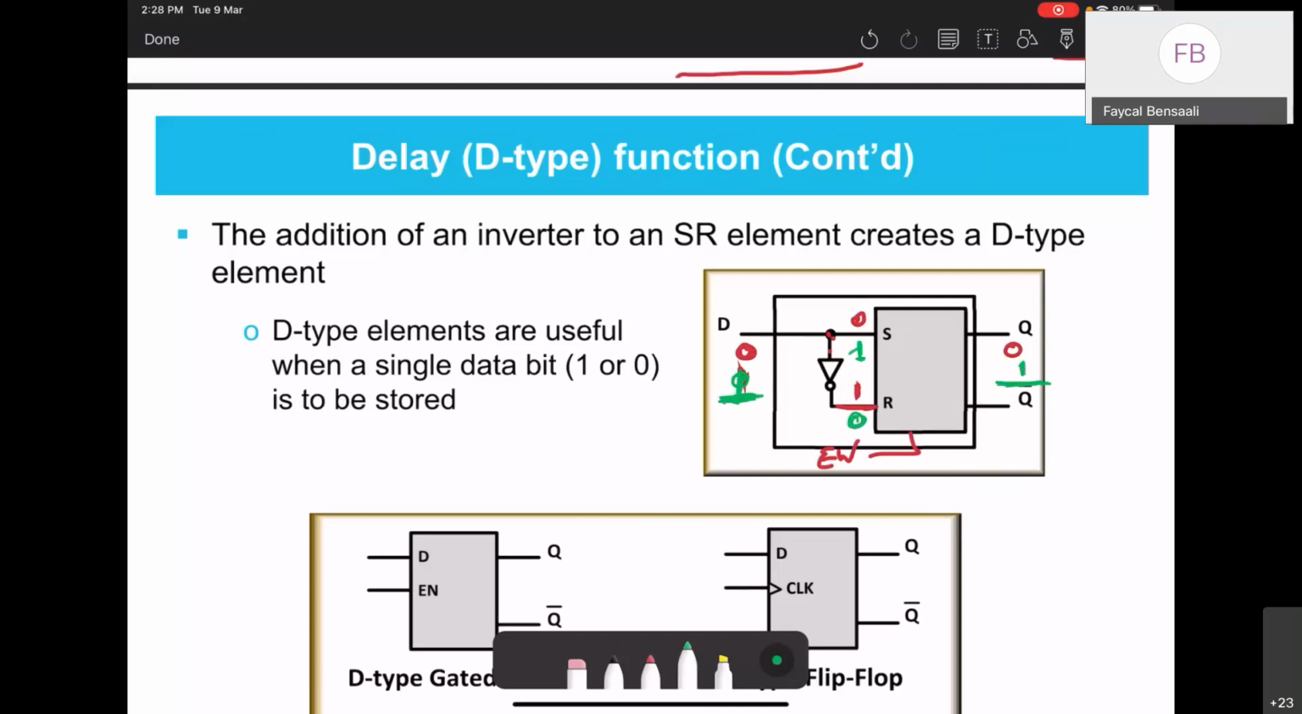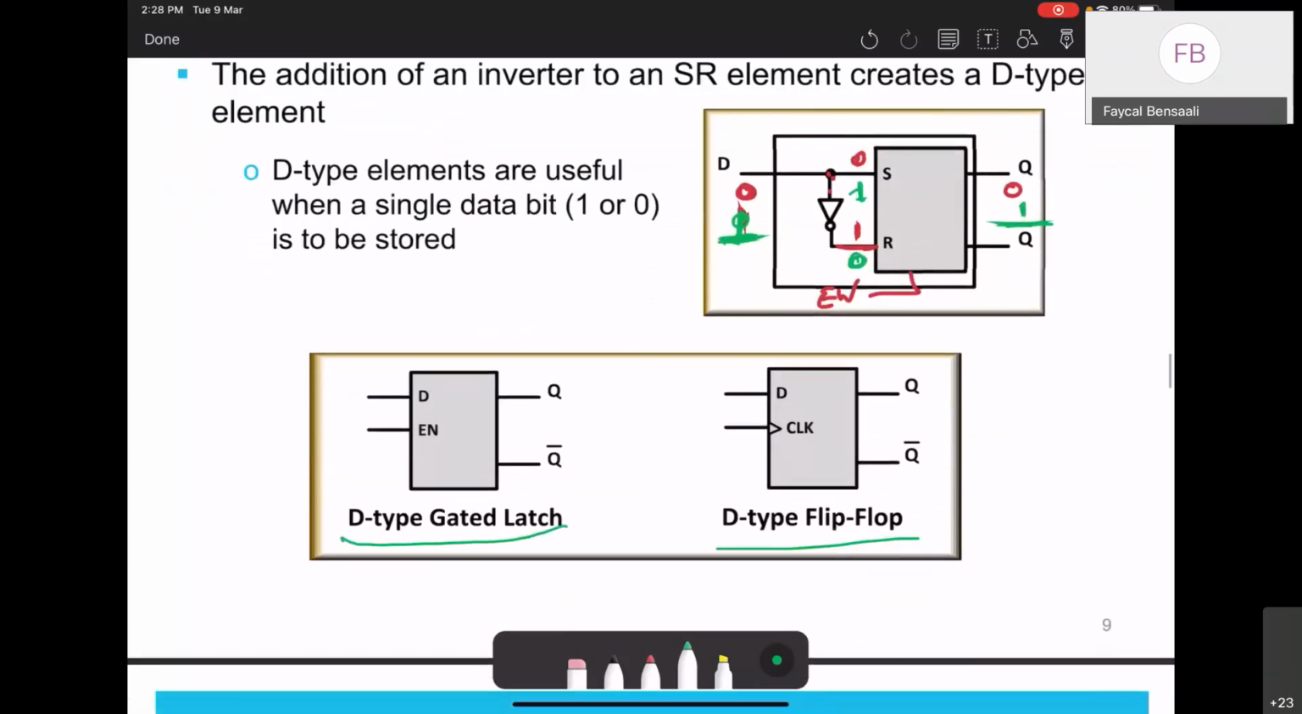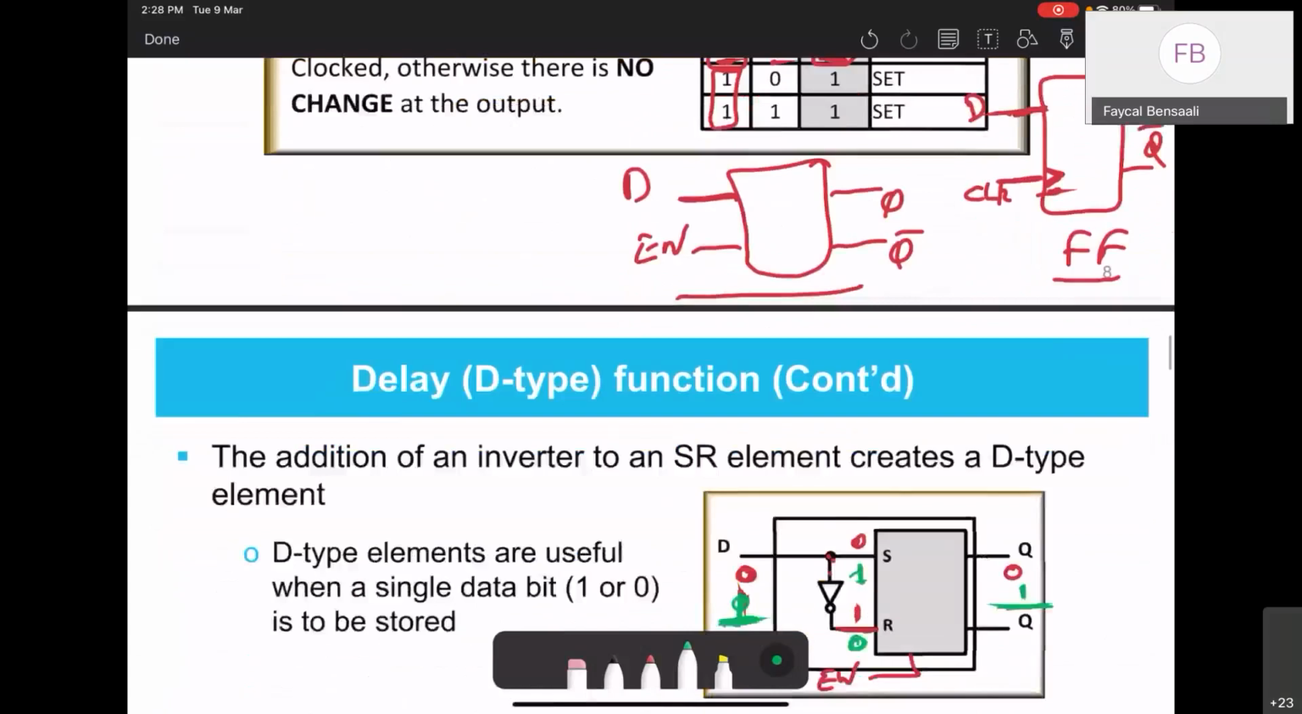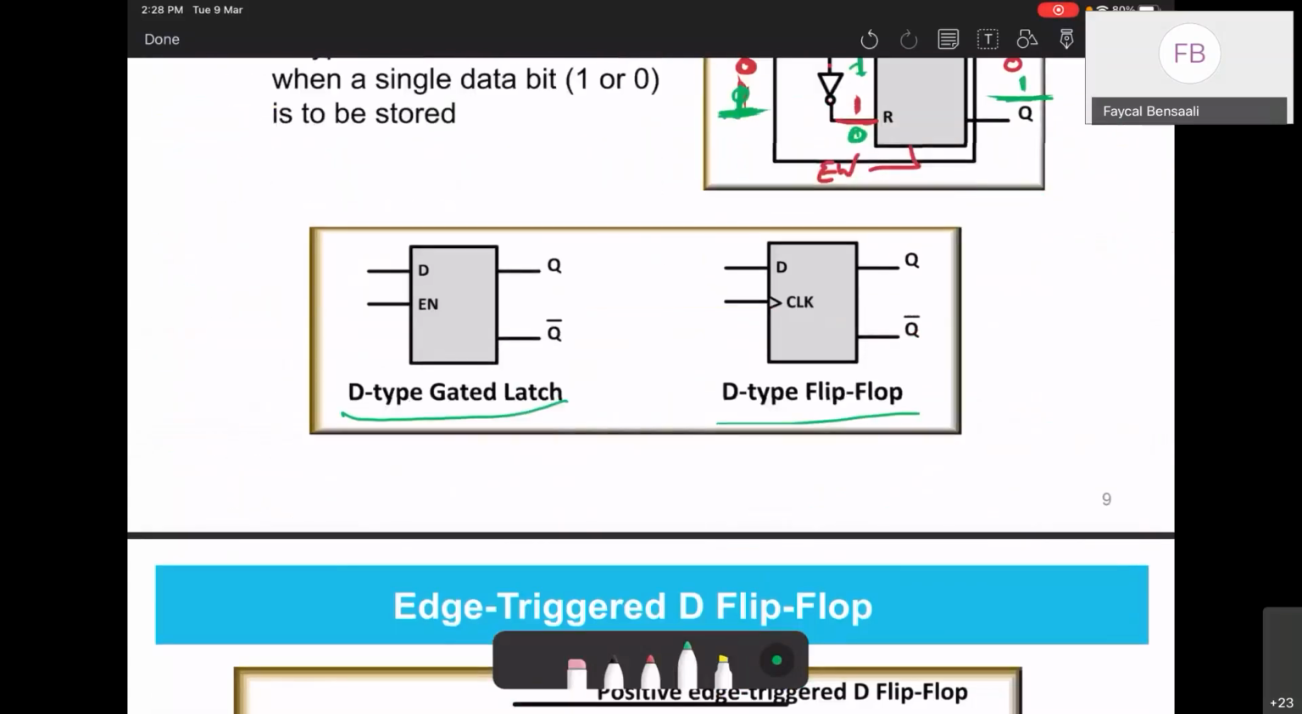So if I have an SR latch, basically I will have the two functions, set and reset only. I will not have the other ones, because this will force only two possible cases, 0, 1 or 1, 0. So I can build a D gated latch using an SR gated latch. These are the symbols for both of them, as I showed you here. So this is a D-type gated latch, and this is a D-type flip-flop. For the gated latch, we have enable. For the flip-flop, we have clock.